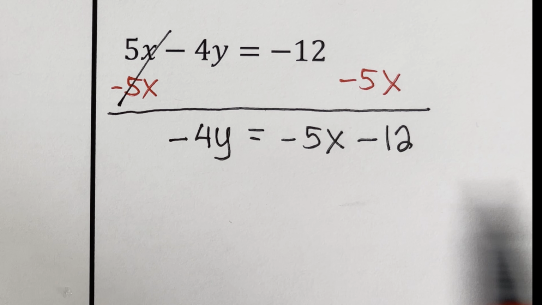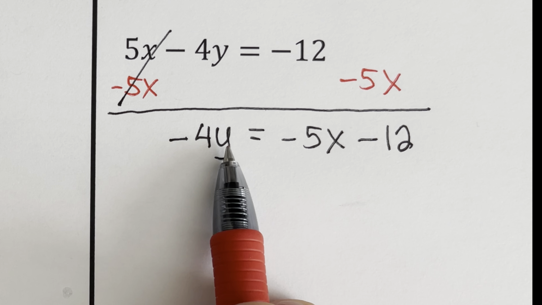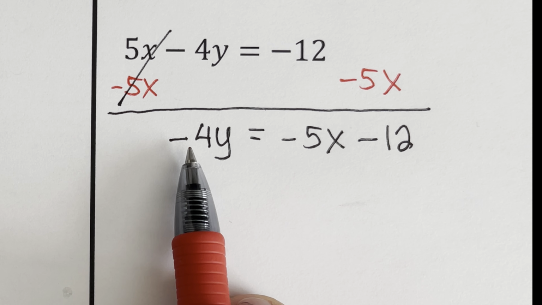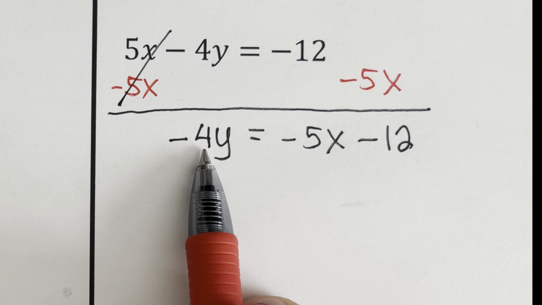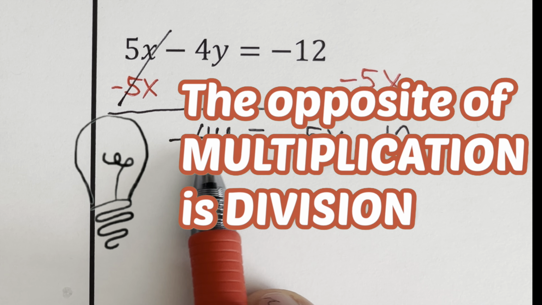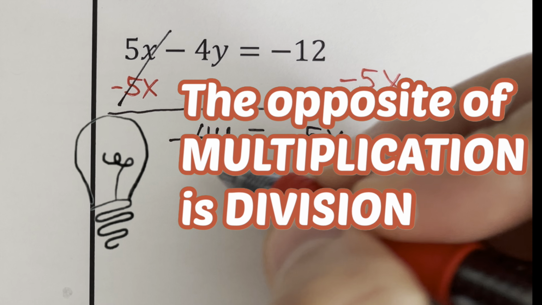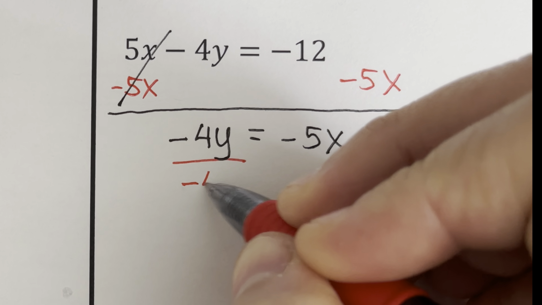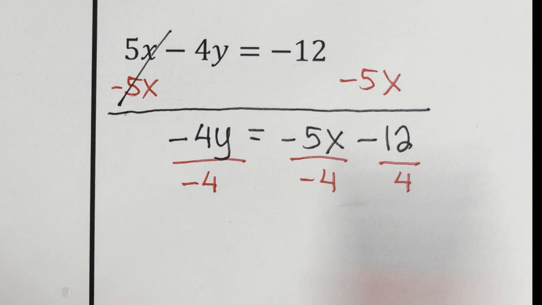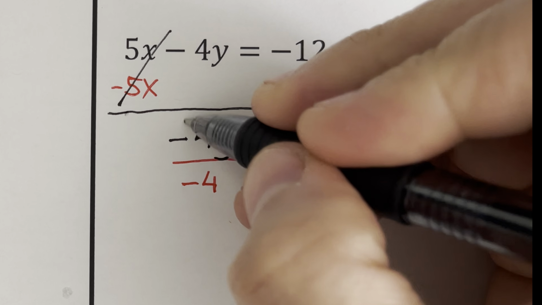So we say that this is -4 times y. We remember that we need to have y by itself here. Now we remember that the opposite of multiplication is division, so I will divide both sides by -4. I divide all of these by -4, so I can have y by itself on the left side. So I cross this out.